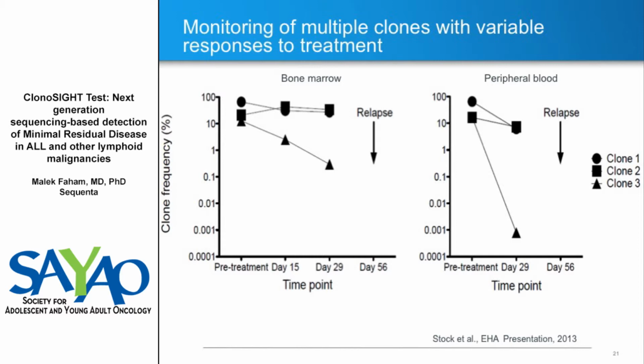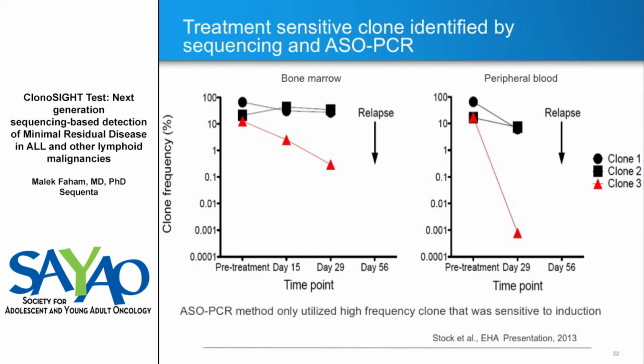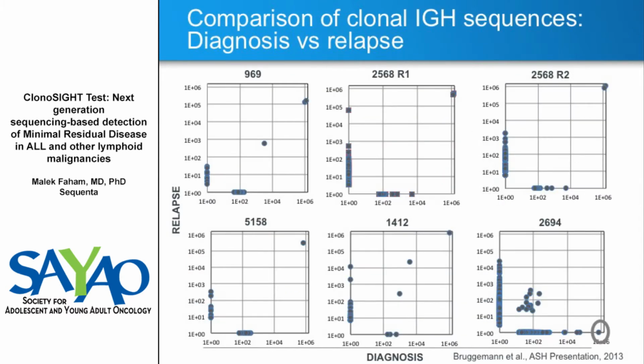And one of them, with the treatment, this is in collaboration with Dr. Stock, with the treatment, one of those clones goes down in frequency, while the other 2 don't. Now, Dr. Stock had made allele-specific PCR probes, as it turned out, for that clone. So it seemed like the patient was responding, but in fact, the patient relapsed a month later. Now that you see those 2 clones here that have not responded to treatment, it's obviously not surprising that this is happening.